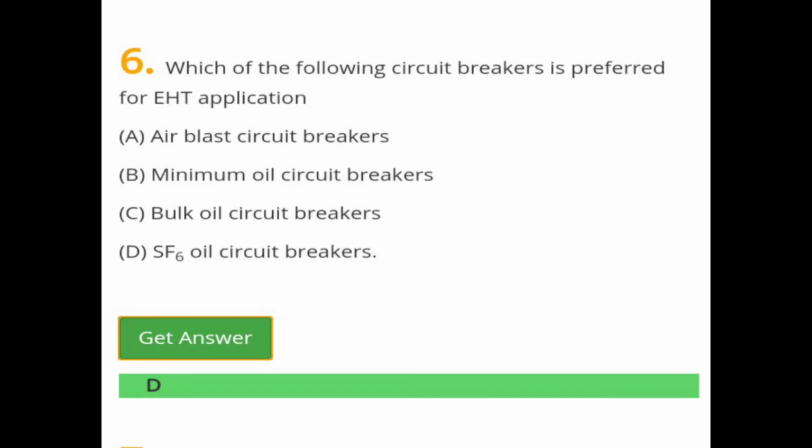Which of the following circuit breakers is preferred for EHT application? Means extra high transmission application. So the correct answer is option D, SF6 circuit breaker.